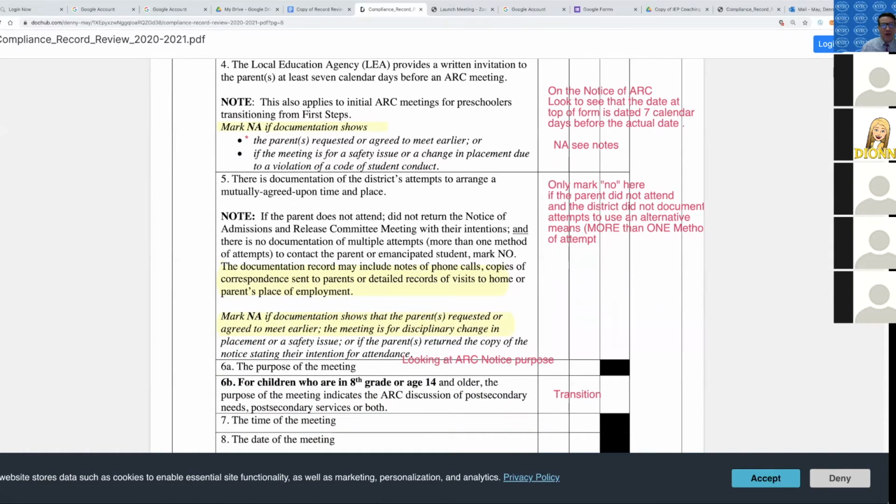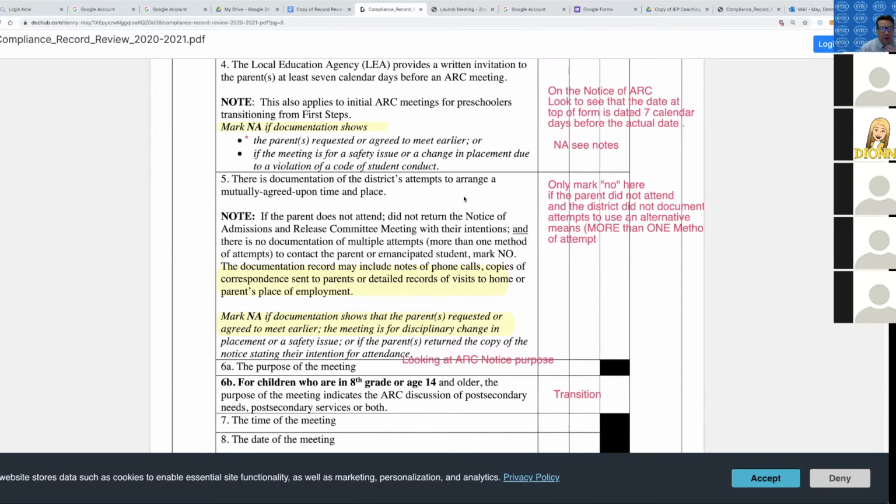Then on number 5, there's documentation of the district's attempts to arrange a mutually agreed upon time and place. Only mark no here if the parent did not attend and the district did not document attempt to use an alternative means, more than one method or attempt. So it says if the parent does not attend or did not return the notice of admission or release committee with their intentions, and there's no documentation of multiple attempts, more than one method of attempt to contact the parent or emancipated student, mark no.